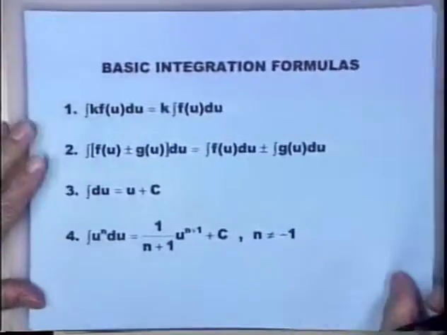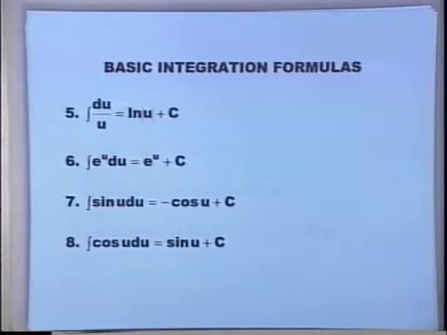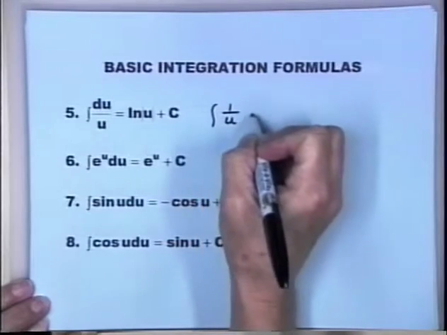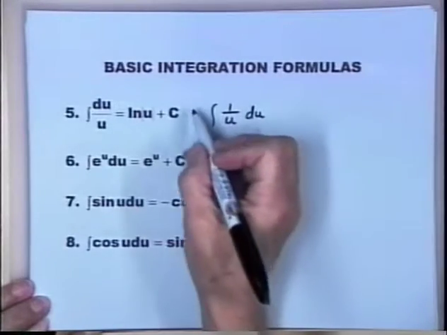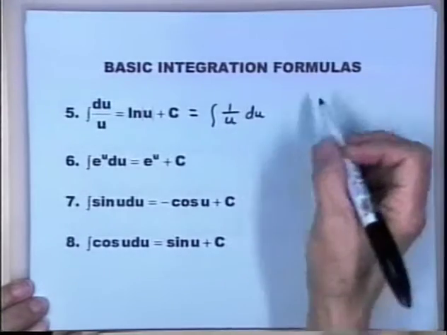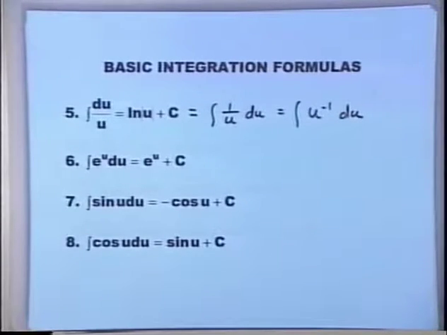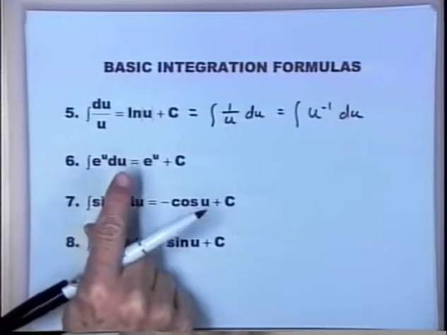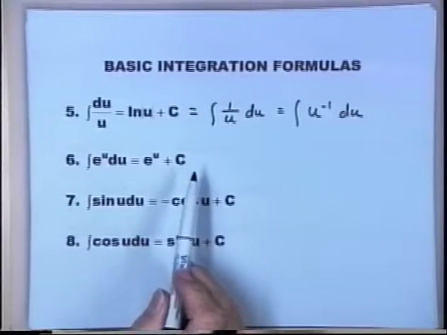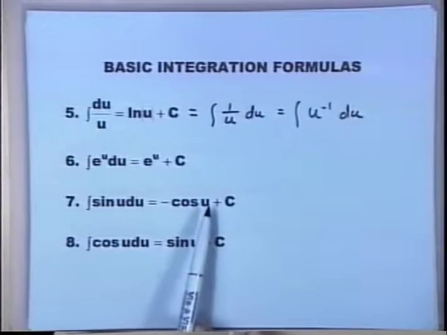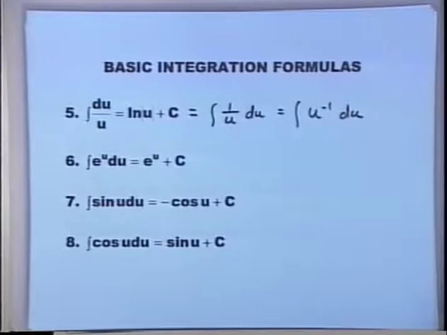Okay. The next rule is your du over u equals the natural log of the absolute value of u, plus c. Remember, this rule is also sometimes written as the antiderivative of 1 over u times du. Okay, so of course this is the same thing as what? u to the -1. So that one power that you can't do with the power rule, you can do with this log format right here. The antiderivative of e to the u with respect to u is e to the u plus c. Okay, the antiderivative of sine u is negative cosine u. The antiderivative of cosine u is sine u.